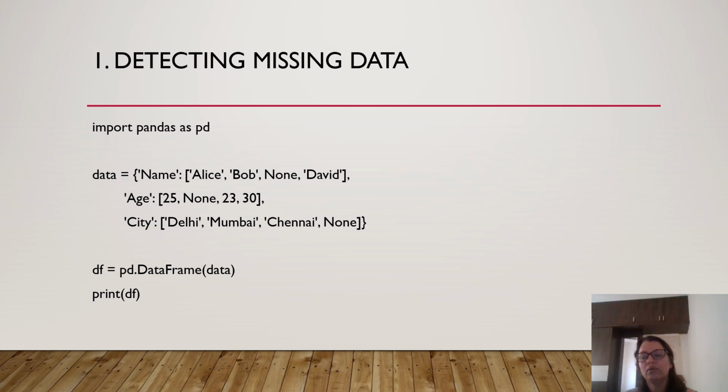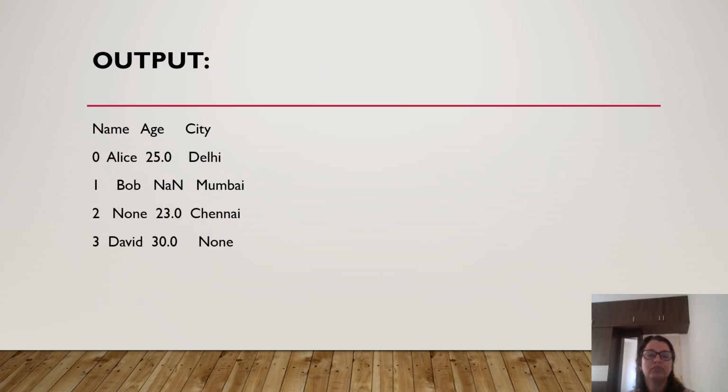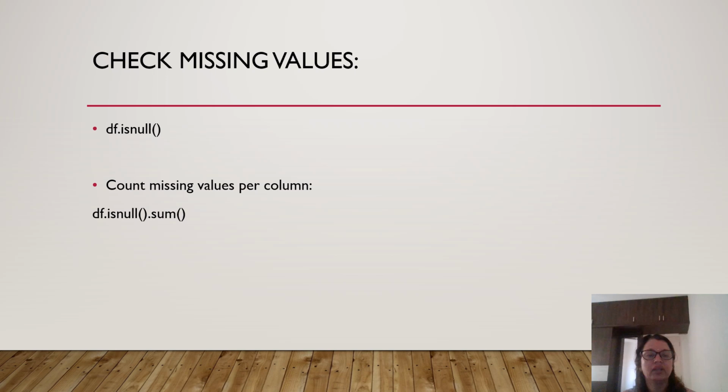If I simply want to see the data, I can print it. I can use the data frame name as df, and df equals pd.DataFrame, and the data df I can see using print(df). Then this is the output for this. After seeing the output, you will see that every row contains missing data. So how to handle this missing data?